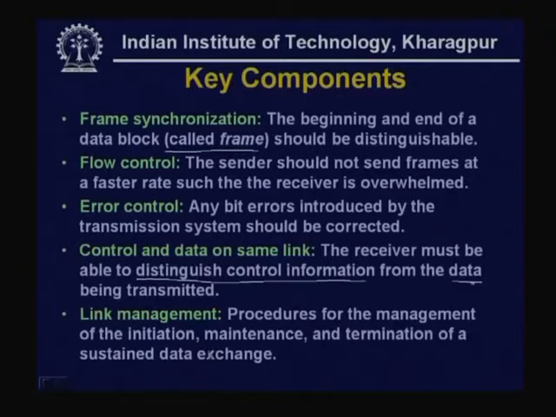Then comes the link management. This is necessary for the procedures for management of initiation, maintenance and termination of a sustained data exchange. That means, say two machines are connected, and you have to first set up the connection, then you have to maintain the connection throughout the period of data communication, and also when the data transfer is over, then it has to be terminated. All these things are part of this link management. So these are the key components of data link control. We shall discuss how actually they work.